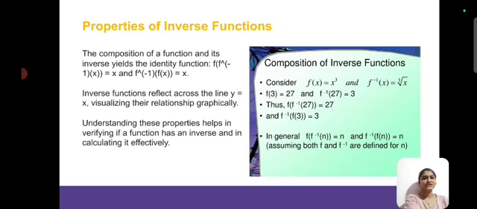Properties of inverse functions. The composition of a function and its inverse yields the identity function. f of f to the power of minus 1 of x is equal to x, and f to the power of minus 1 of f of x is equal to x. The inverse function reflects across the line y equals x. Visualizing their relationship graphically and understanding these properties helps in verifying if a function has an inverse and in calculating it effectively. In general, f of f minus 1 of n is equal to n, and f to the power of minus 1 of f of n is equal to n.